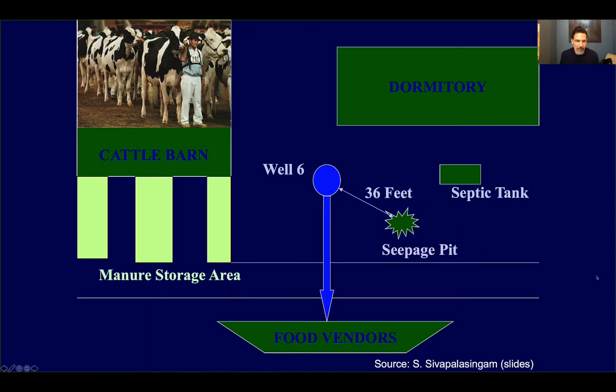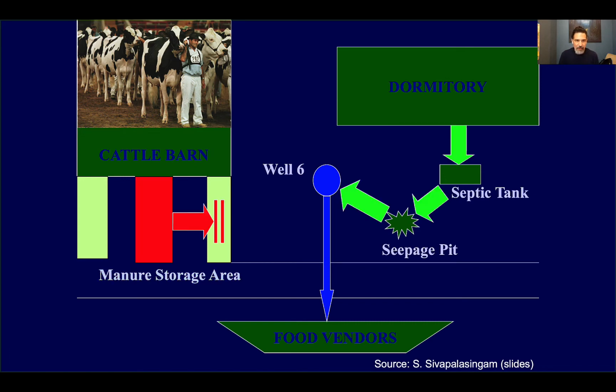They noted too that the well was about 36 feet from a seepage pit that was related to the septic tank that served this dormitory where some of the fair workers had been staying. And so they did an environmental investigation where they flushed different kinds of dye down drains from the dormitory and from the cattle barn, which had a manure storage area, which could have been a source of bacteria of E. coli as well that could have contaminated the well. And while this is not definitive, it was certainly suggestive.